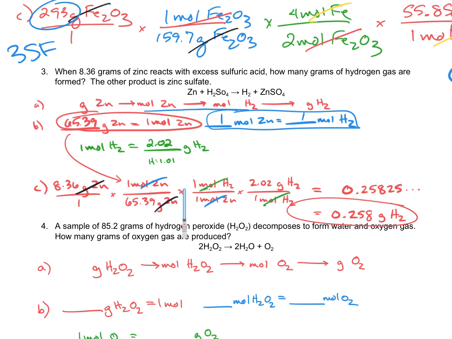After you do all of this math, you end up with a long number from the calculator, 0.25825 and more. But since we only had 3 significant figures in our starting value, you should only have 3 significant figures in your answer.